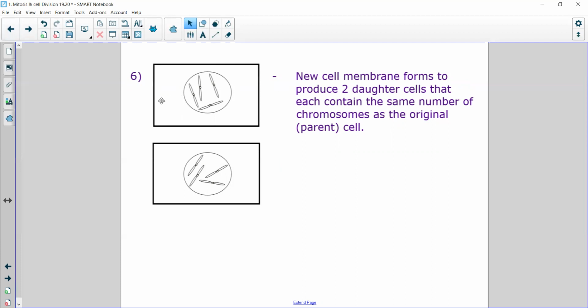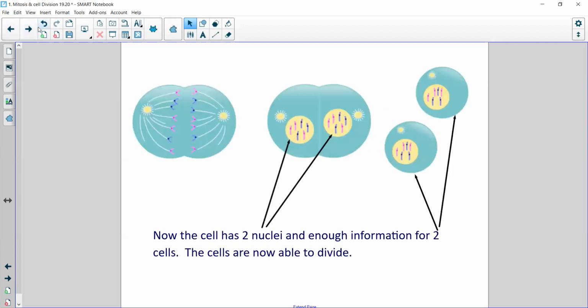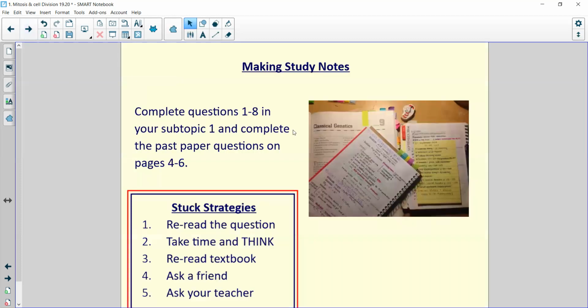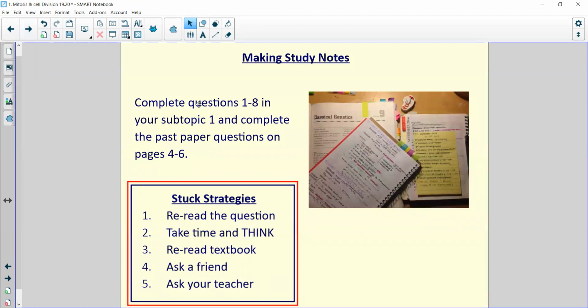Okay, so what you're going to need to do now is, at this point in your notes, you will have to try and complete your notes. Okay, I'll skip ahead to that for a minute, just come back. In your booklets, you should now be able to complete questions 1 to 8 on the producing new cells topic. Okay, that is subtopic 1. And you should then also be able to attempt the past paper questions on pages 4 to 6. Okay, so spend a bit of time.